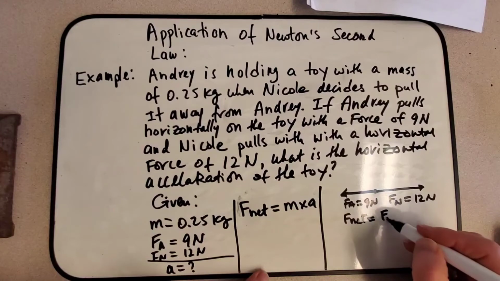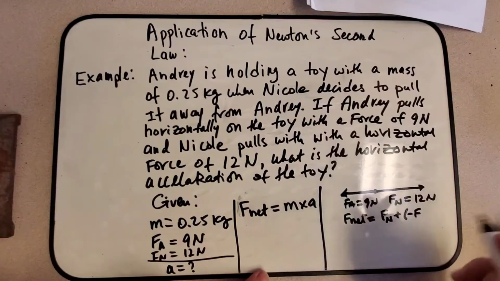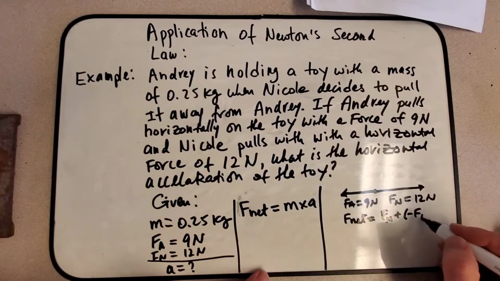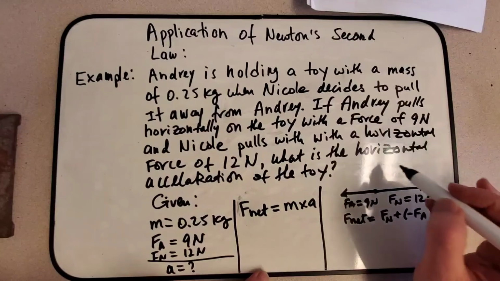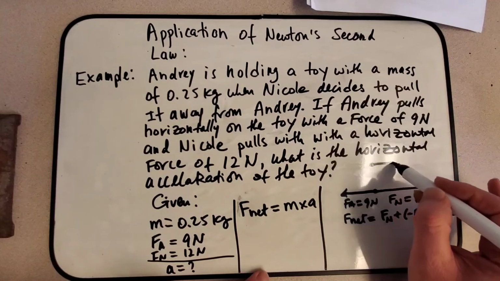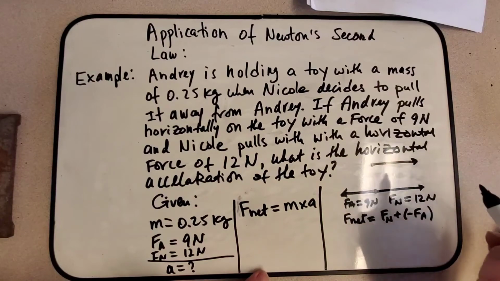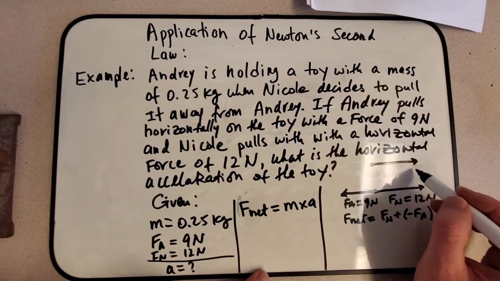As the F Nicole plus minus, because they're pulling in opposite directions, this vector has to be flipped, F Andre. Okay, now, how do we do it visually? Let me do it here. So this is my vector F Nicole, my force right here, her force, not my force, her force. And then next I'm going to flip.